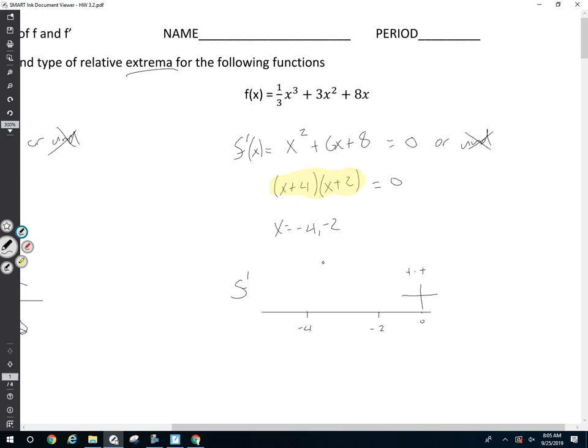Negative 3 plus 4 is a positive. Negative 3 plus 2 is a negative. So that's why I know this is a negative. These are zeros. Zeros separate positive from negative values. Negative 5, I have a negative times a negative. So that's a positive. So that means f is going to be going up, then down, then up, which means x equals negative 4 would be the location of a max. x equals negative 2 would be the location of a min.